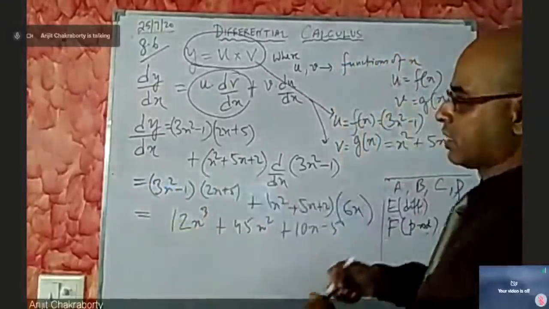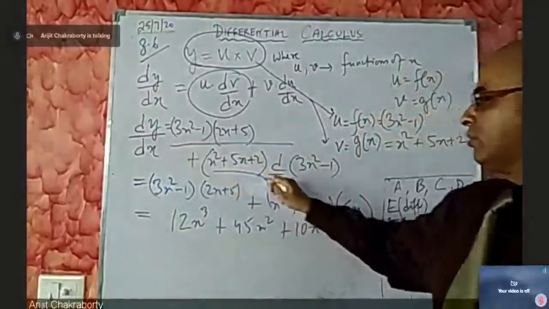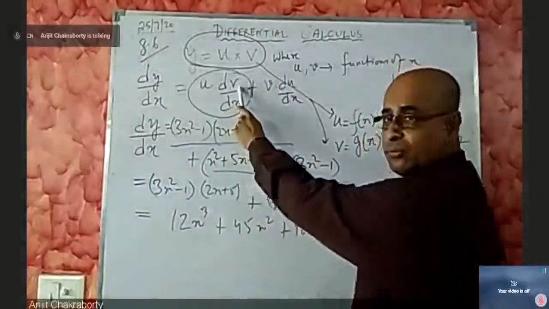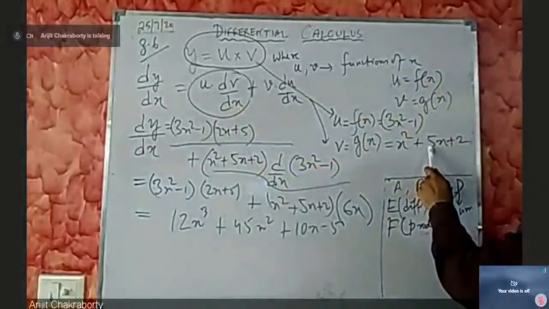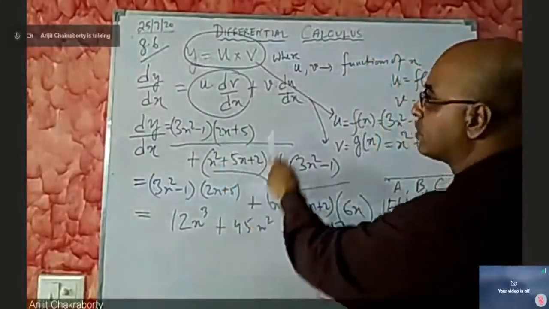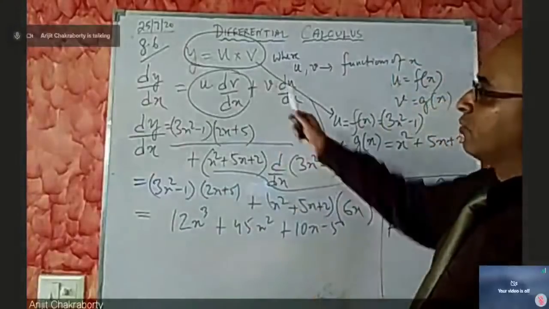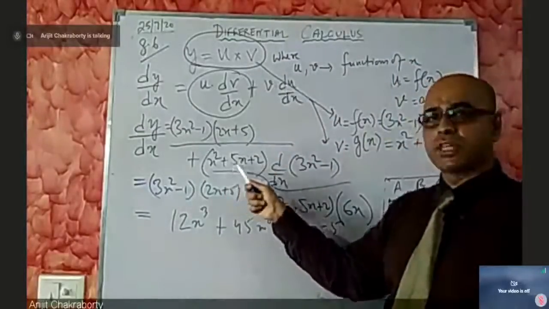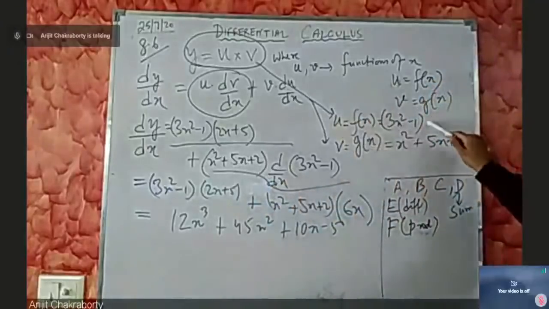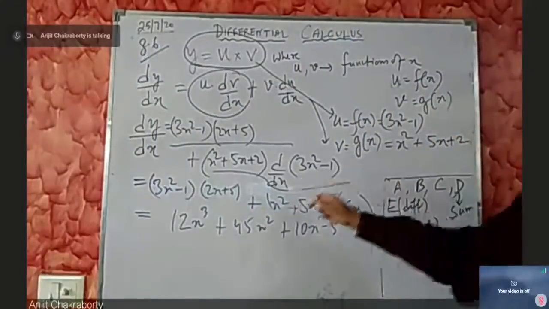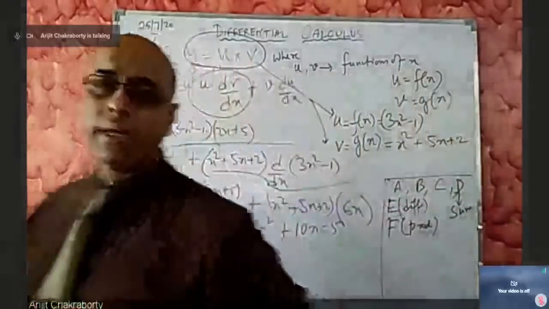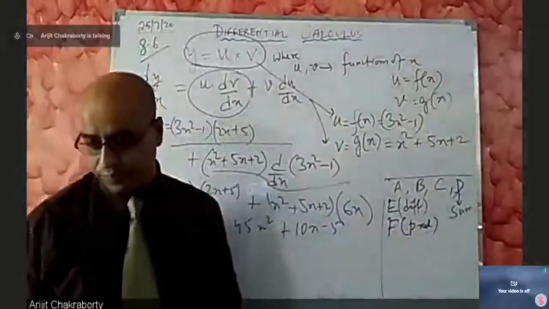First, the most important part is here. The way we have broken down, we have first taken u kept outside, and v is differentiated. So in this case, x squared plus 5x plus 2 is differentiated. We have got 2x plus 5, plus the second part. Now what happened? V is kept outside, so x squared plus 5x plus 2 is kept outside, multiplied with d dx of the first one. The first function is 3x squared minus 1. After that, we have got this particular expression, and it is further simplified.